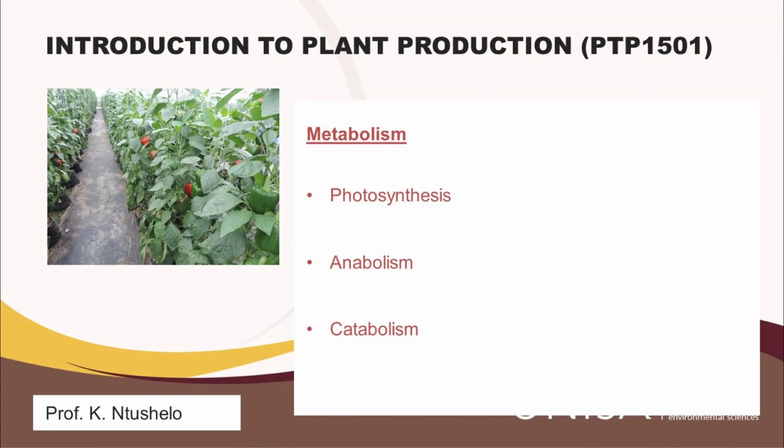Photosynthesis is the combination of carbon dioxide and water in the presence and enabled by sunlight to form carbohydrates. And anabolism, that is the putting together of simple building blocks to form long chain molecules, macromolecules, for the plant. Catabolism, that is the breaking down of long chain macromolecules to generate energy for the plant.